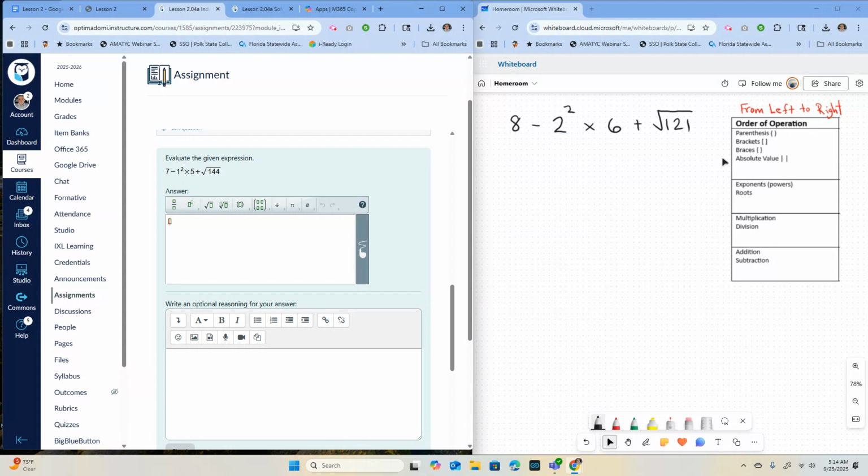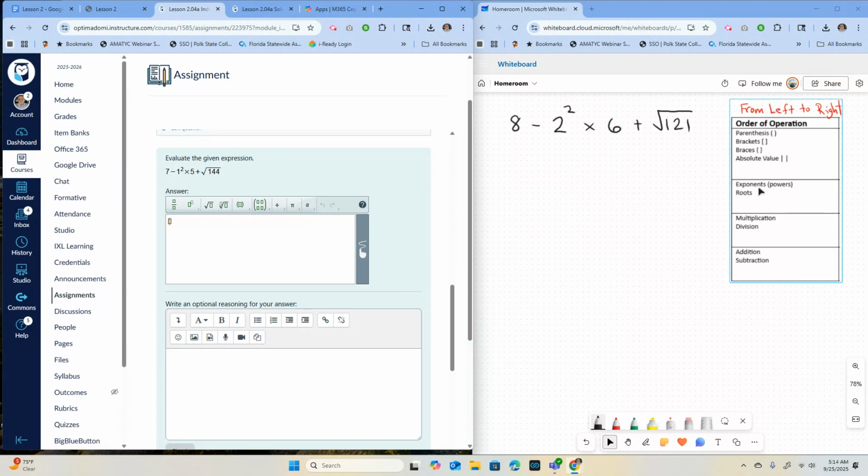The way I'm going to simplify this is to follow this checklist, this set of rules, this sequence of operations. I like to see it like a checklist. So I'm going to simplify, evaluate, work out this expression following this checklist. First, I'm going to check if I have any parentheses, brackets, braces, or absolute value. You see the symbols there. I don't see any of those here. So I'm going to go to the next one.